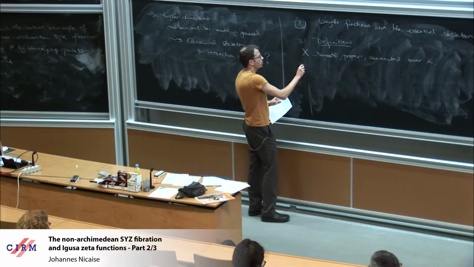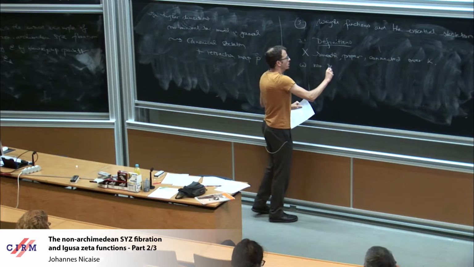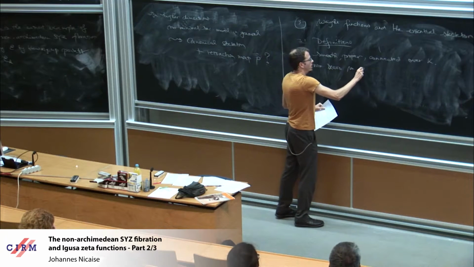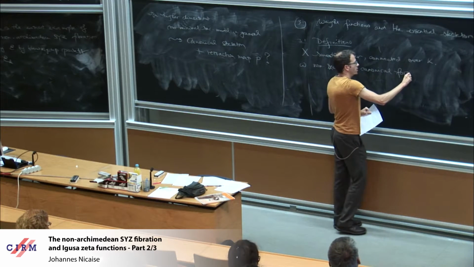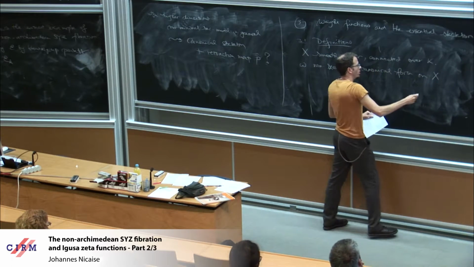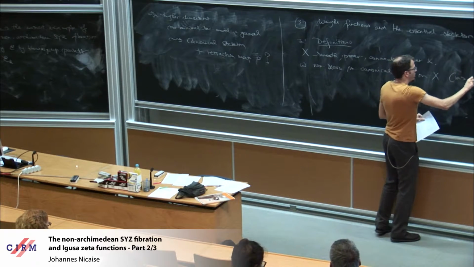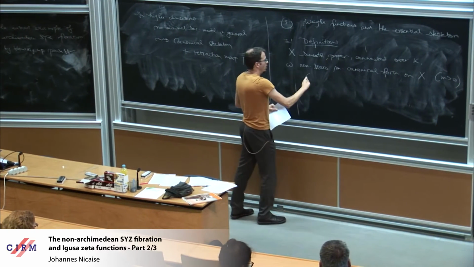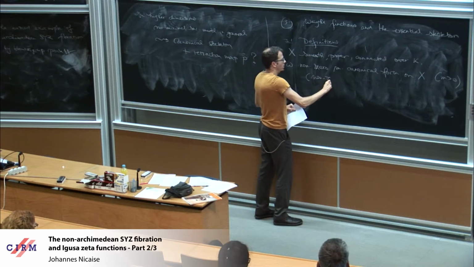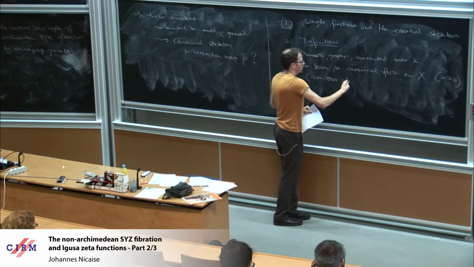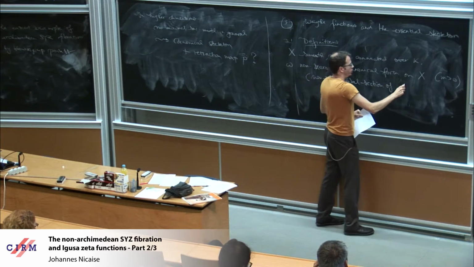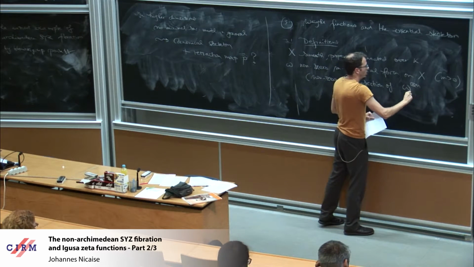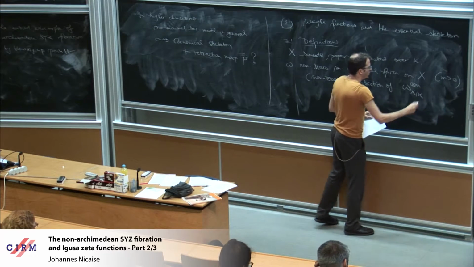So let omega be a non-zero m-canonical form on X, where m is a positive integer. So this means a non-zero global section of the m-fold tensor product of the canonical line bundle on X.